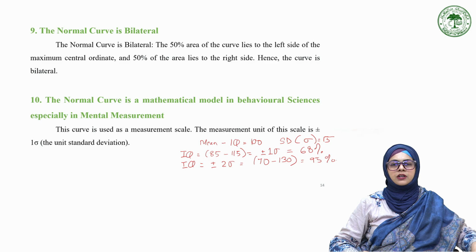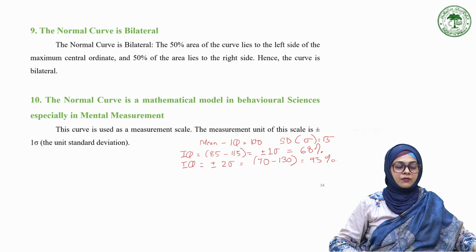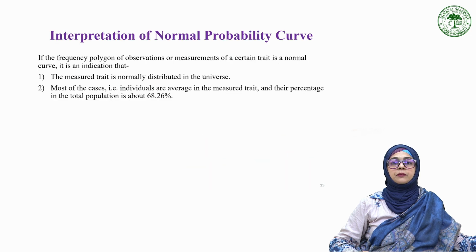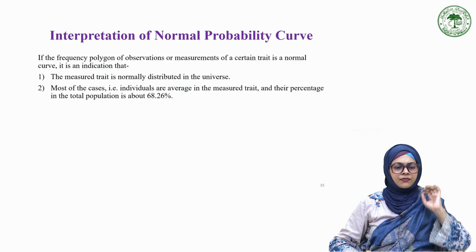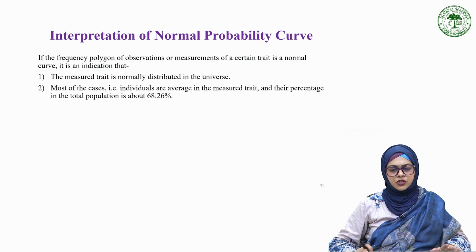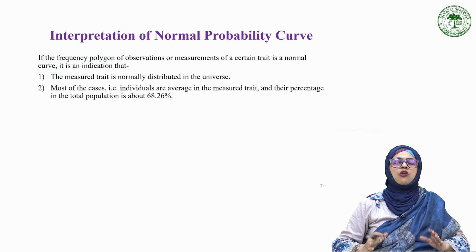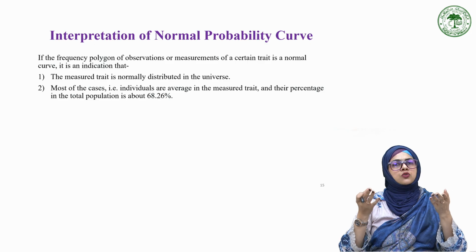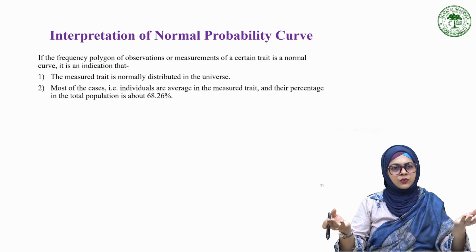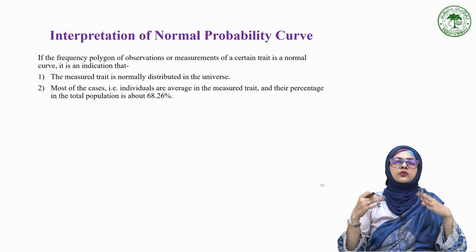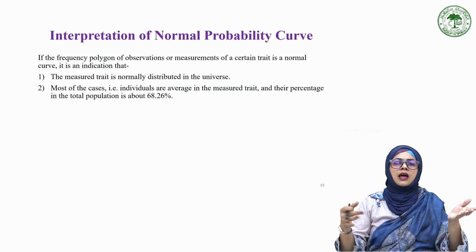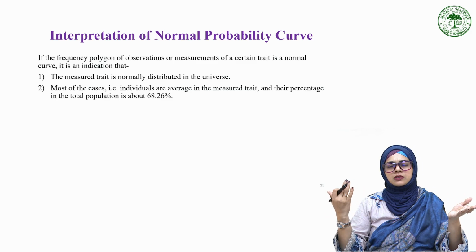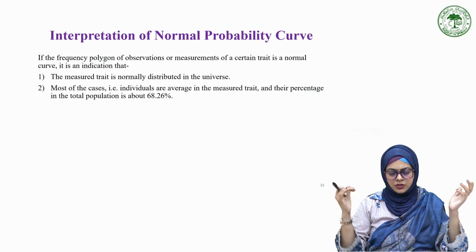Now let's move forward. These are all the characteristics of the NPC. Now, moving forward to the interpretation of the normal probability curve, we have to understand that if the frequency polygon of observation or measurement of a certain trait is a normal curve, it is an indication that the measured trait is normally distributed in the universe. Most of the cases, that is, the individuals, are average in the measured trait, and the percentage in our total population is about 68.26%.